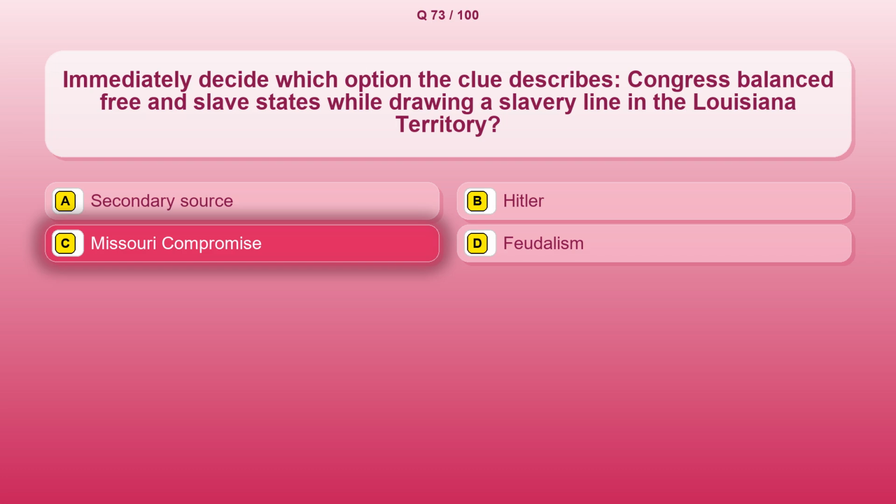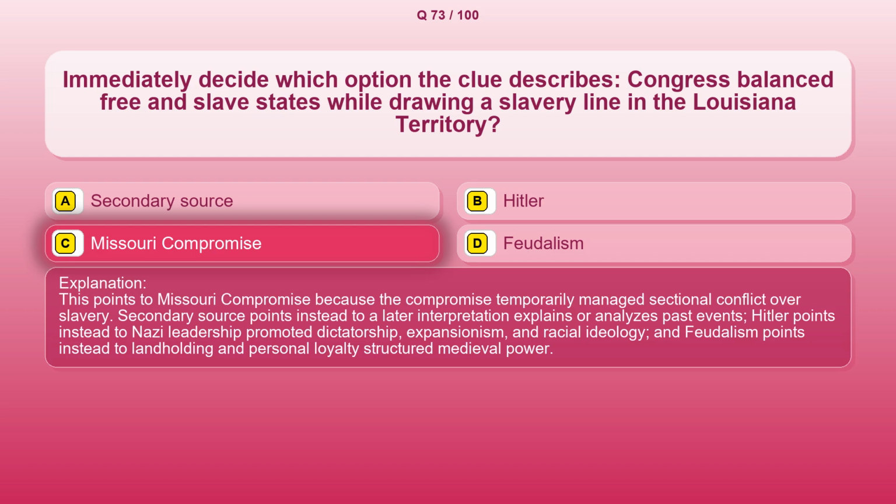The correct answer is option C. Missouri Compromise. This points to Missouri Compromise because the compromise temporarily managed sectional conflict over slavery. Secondary source points instead to a later interpretation explains or analyzes past events. Hitler points instead to Nazi leadership promoted dictatorship, expansionism, and racial ideology, and feudalism points instead to land holding and personal loyalty structured medieval power.